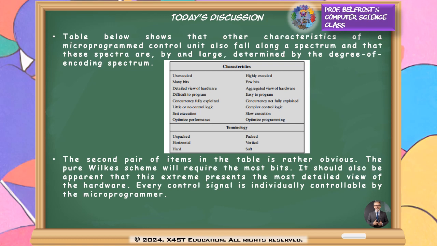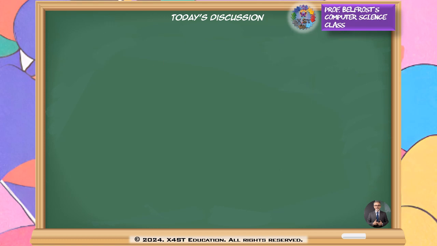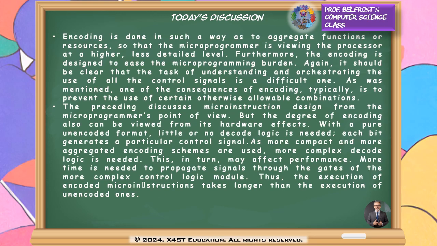Here is the degree of encoding spectrum, which is very important. Please pay attention to the second pair of items in the table: unpacked and packed. Encoding is done in such a way as to aggregate functions or resources, so that the microprogrammer is viewing the processor at a higher and less detailed level. Again, it should be clear that the task of understanding and orchestrating the use of all the control signals is a difficult one.